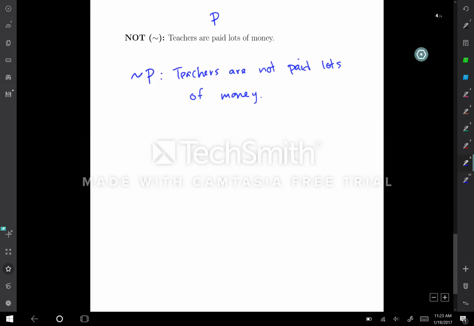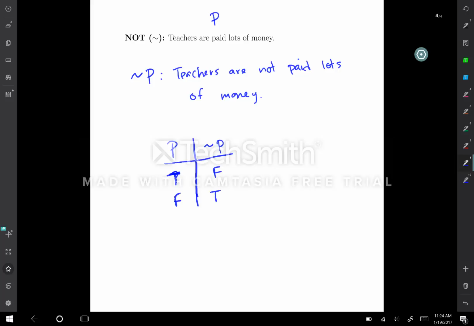And in this case, our truth table, there's P, there's not P. P could be true. P could be false. If P is true, then not P has to be false. And if P is false, then not P has to be true. There's only one statement, so there's only 2 possibilities for the statement to be true or false.